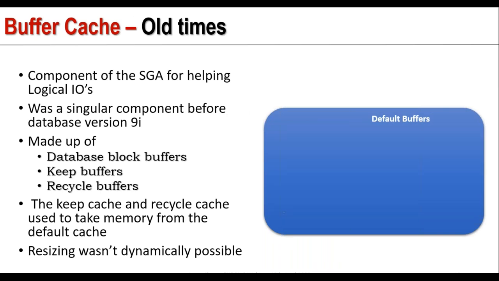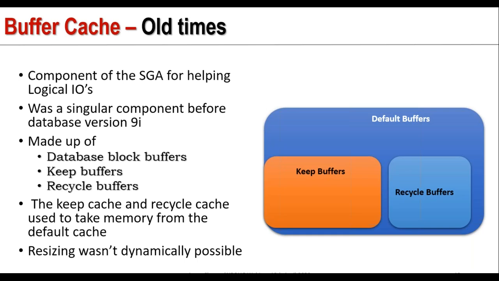Now, buffer cache in the old environments, and when I say old, it means before 9i, was maintained differently. This is again just a refresher, but it should be helpful in order to understand the changes which have happened now. So previously, the buffer cache was a singular area. It was one single structure, and this single structure was comprised of two structures inside further.